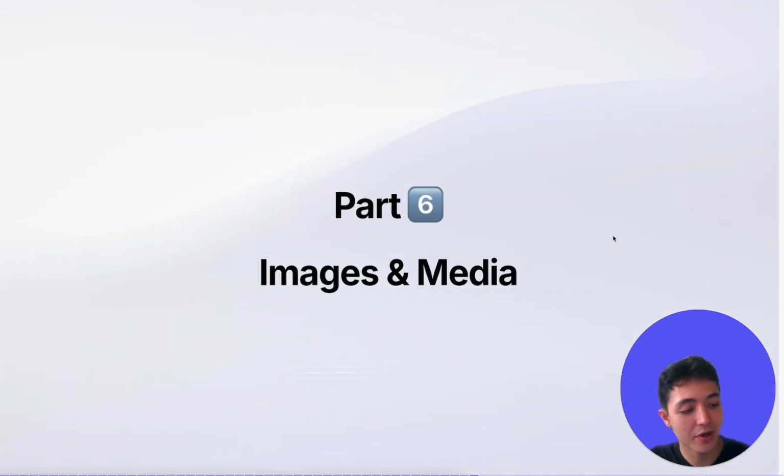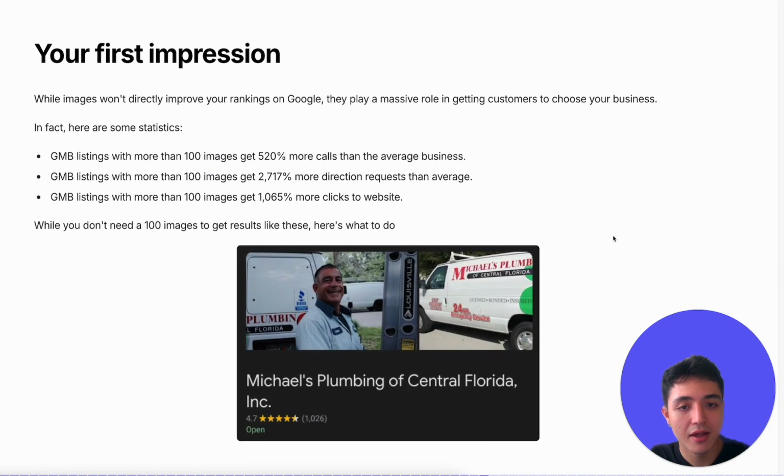Right, moving on to the next part, which is going to be images and media. And again, talking about first impressions, images won't actually improve your rankings on Google. However, they do play a massive role in getting a customer to choose your business. And in fact, here are some statistics. So Google business listings with more than 100 images get 520% more calls. They get 2,717% more direction requests, and they get 1,065% more clicks to their websites, right?